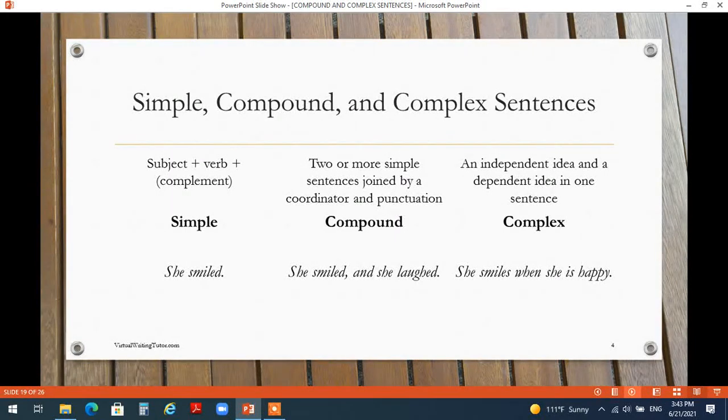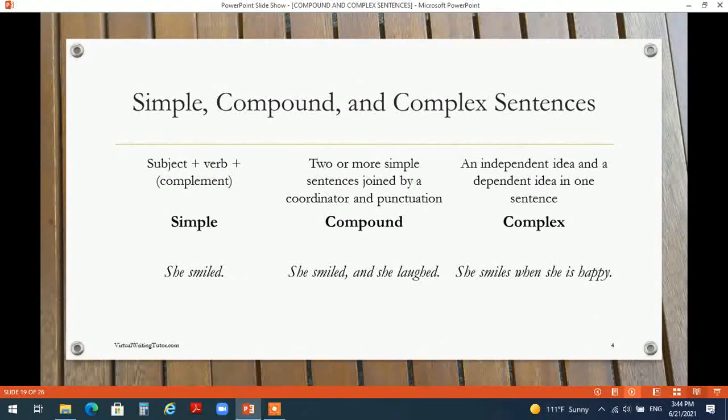Now, here you can see the difference between the three types of sentences, which are simple, compound, and complex sentences. Regarding the simple sentence, it is simply made up of a subject plus a verb plus sometimes a complement. يعني أحيانا أكو تكملة للجملة وأحيانا فقط نكتفي بأن تكون الجملة البسيطة مكونة من الفاعل والفعل. Just like the example here, she smiled. هذه جملة بسيطة مكونة فقط من الفاعل والفعل، لكن أحيانا تكون هنالك إضافات أخرى أو تكملة للجملة.